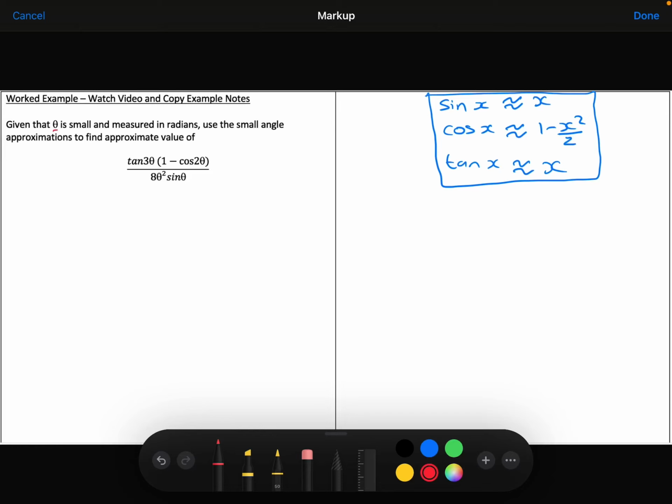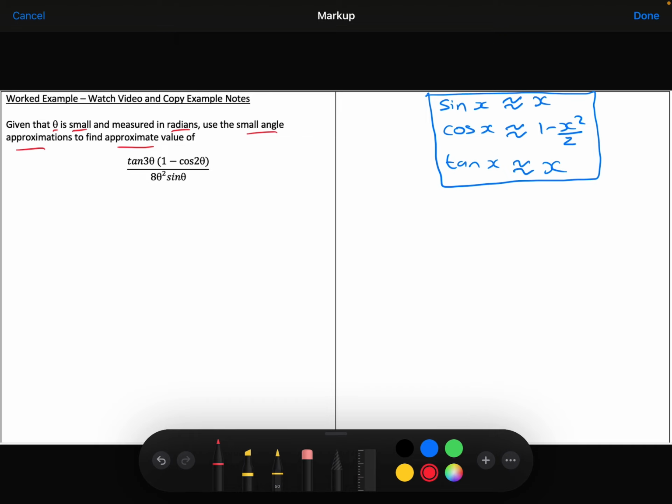Given that theta is small and measured in radians, use the small angle approximations to find the approximate value of tan 3 theta multiplied by 1 minus cos 2 theta, all divided by 8 theta squared sine theta.